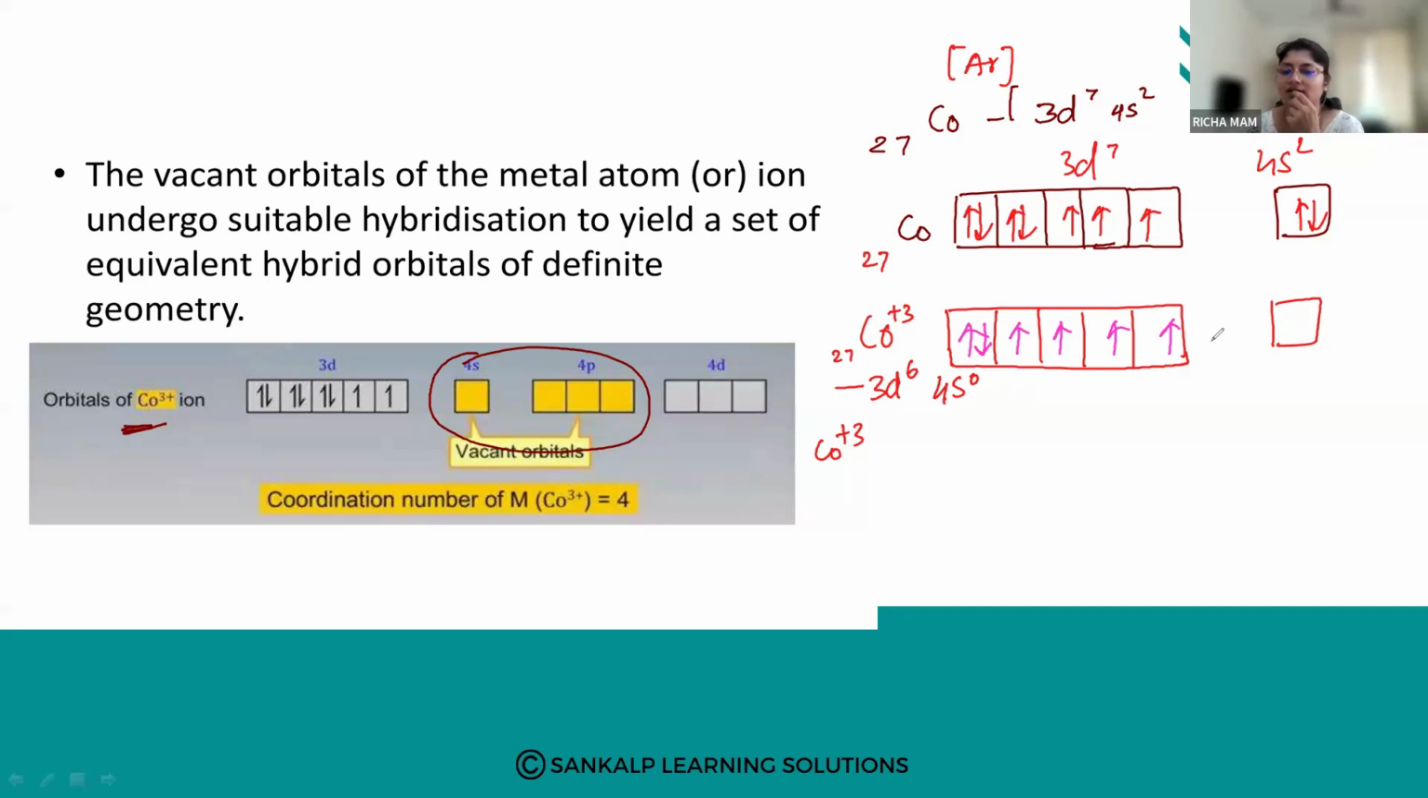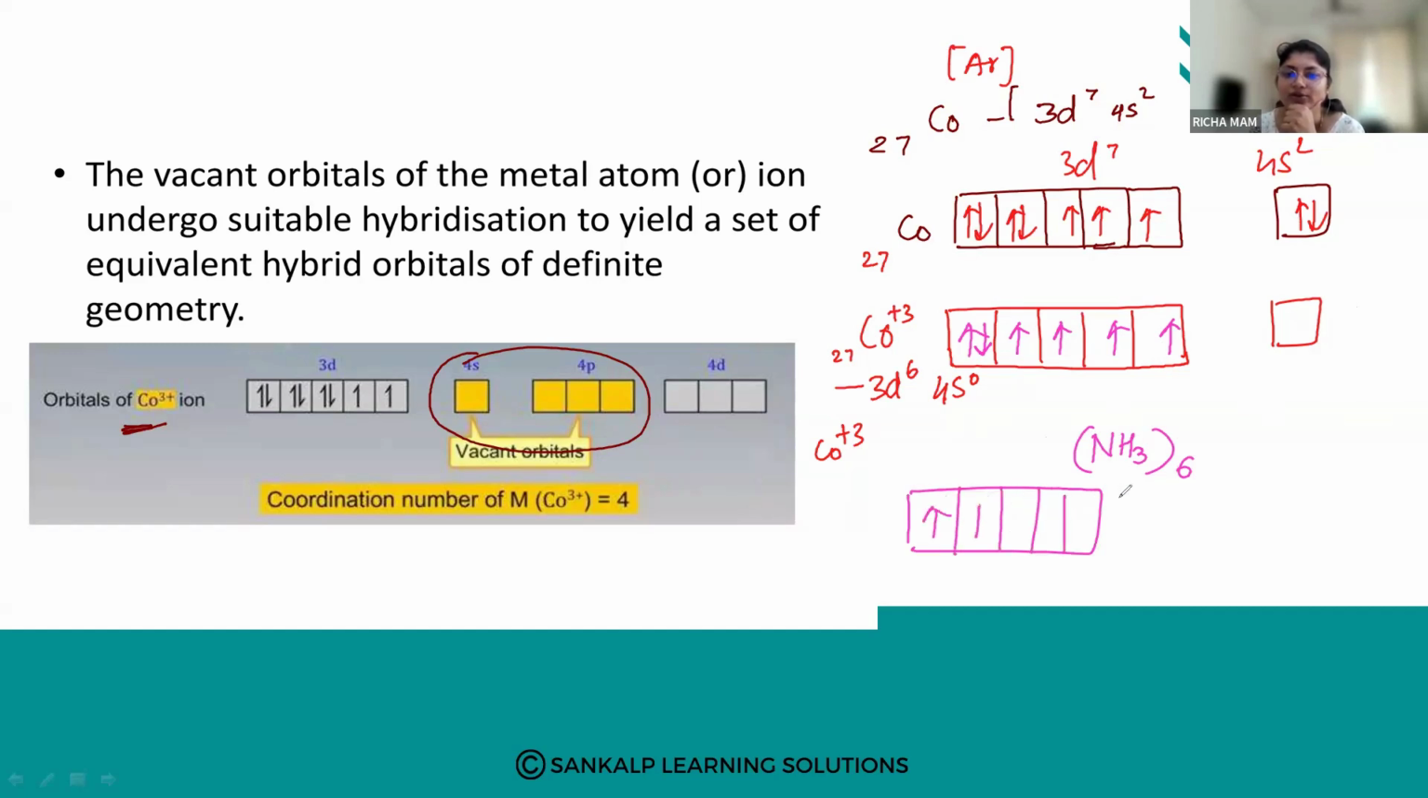So now, depending upon the number of ligands, suppose there are 6 ammonia. If 6 ammonia want to enter this cobalt's house, what will it do? Cobalt will get paired. When it comes in contact with the 6 ammonia, what will it do?